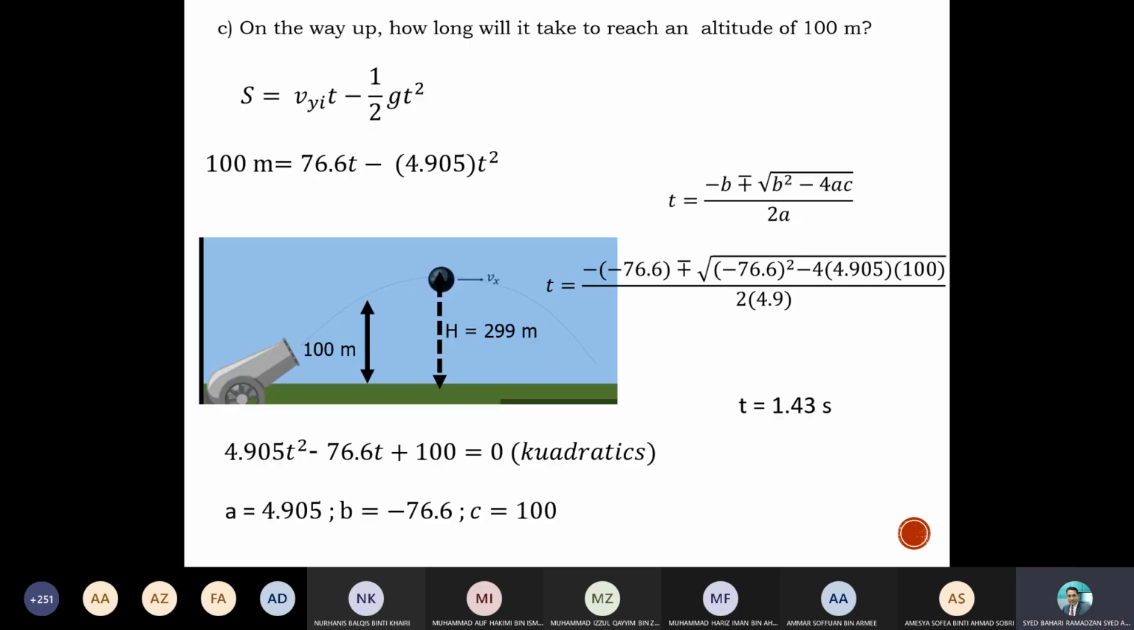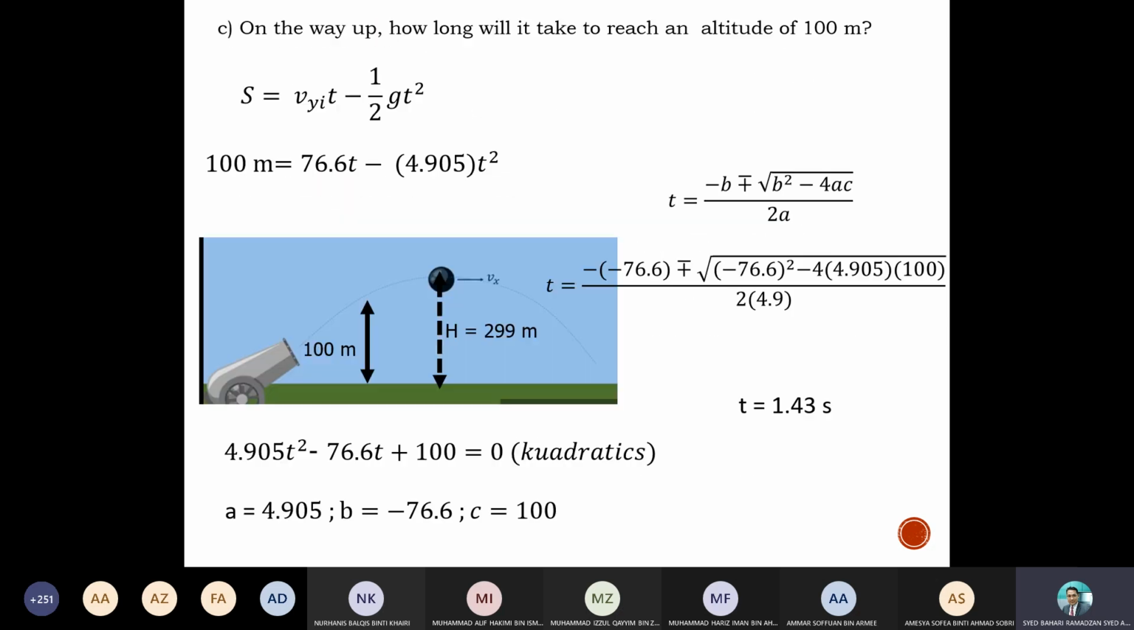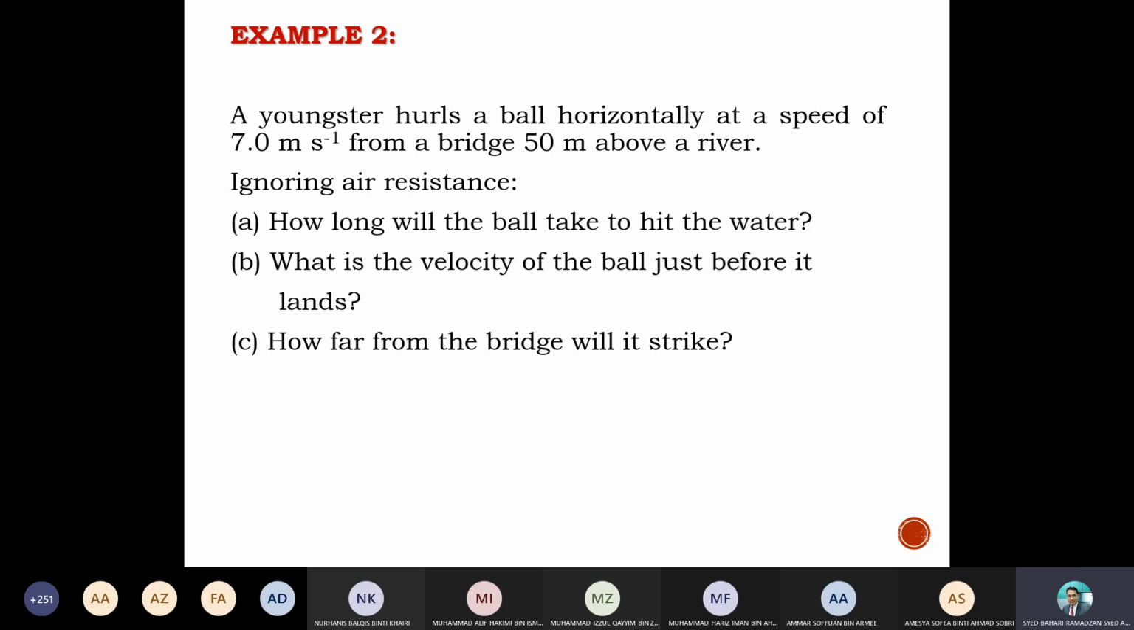Okay, so I proceed to other exercises. We have other questions like this. This question is already a half parabola. It's not a full parabola like your first question earlier. A youngster hurls the ball horizontally at a speed of 7 meters per second from the bridge 50 meters above a river. So the ball is already at the top, on the bridge.